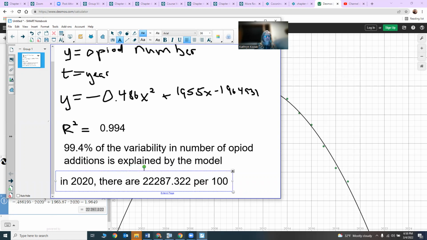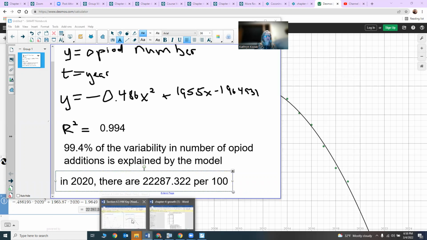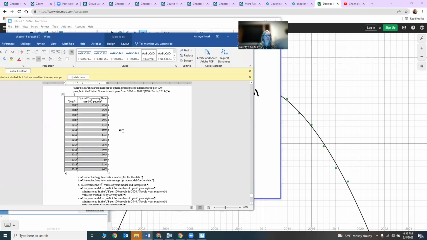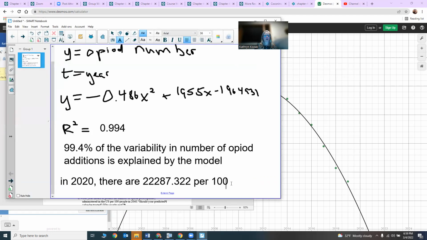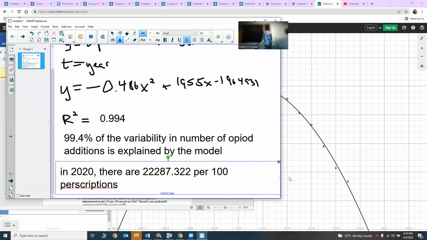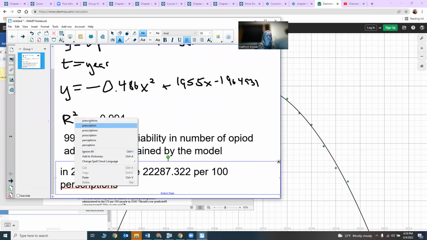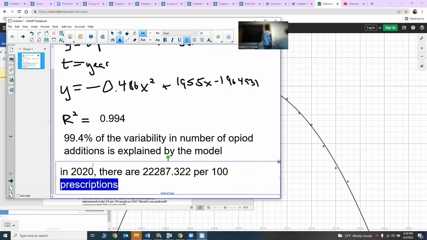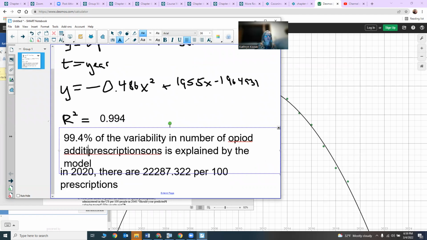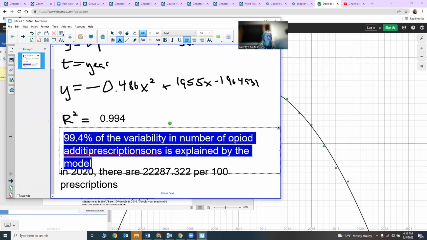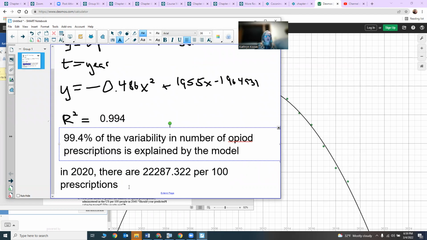And I should go back. I think I'm saying this was addictions, but let's make sure that's actually what the problem is talking about. It says it's prescriptions. So this is actually prescriptions, not addictions. So per 100 prescriptions. Ignore the fact I can't spell. Apologize for that. I should actually call that prescriptions here.